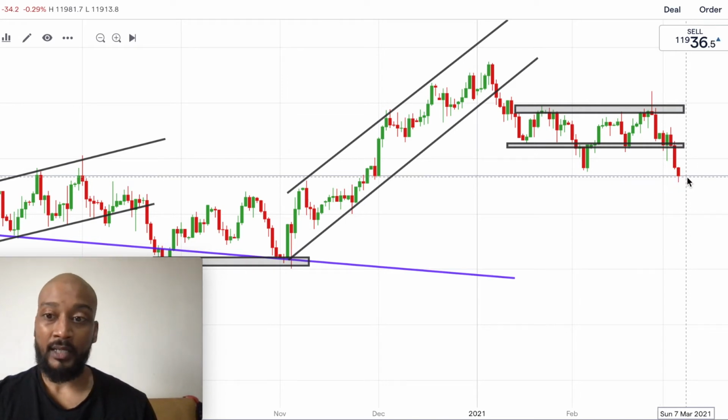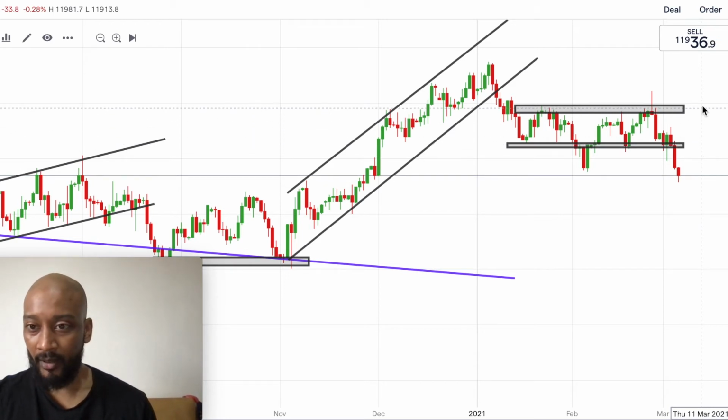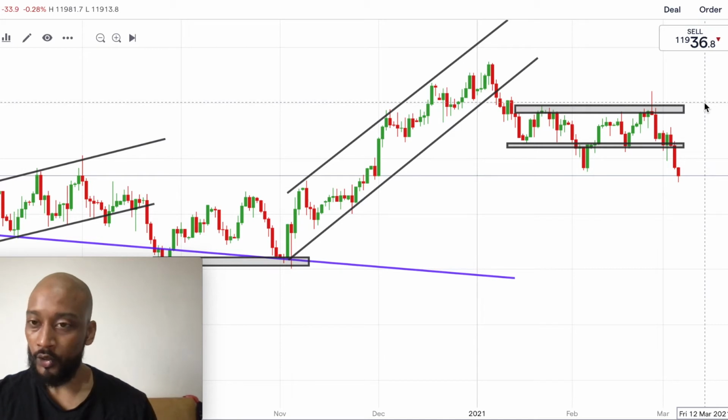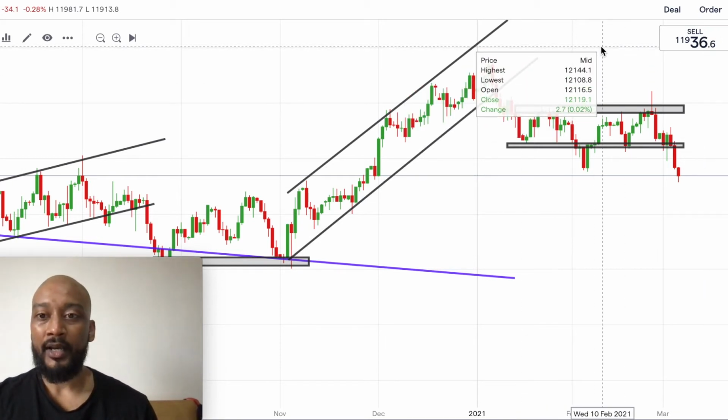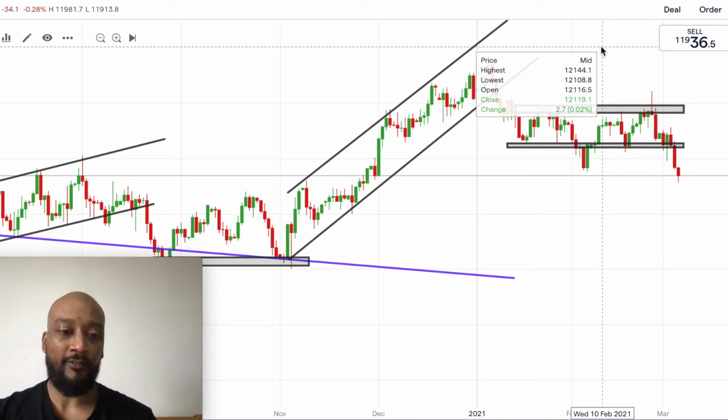If the market does head back up, then 120.50 is going to be your target if you want to buy some dollars with your euros, and then above that 122.